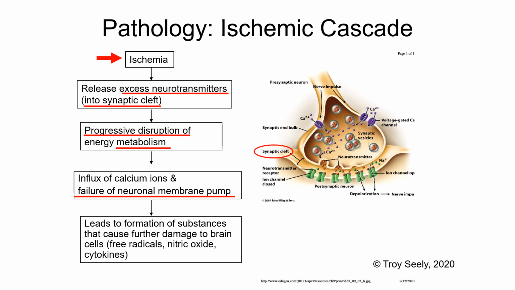Affiliated with that is an influx of calcium ions and a failure of the neuronal membrane pump. So you're getting a whole bunch of neurotransmitters coming into the synaptic cleft, and at the same time our way of trying to deal with this excessive collection, with some channels and pumps that will try to reduce it, is also compromised. It fails. So we're starting to lead to a formation of substances that cause further damage to brain cells, such as free radicals, nitric oxide, cytokines.